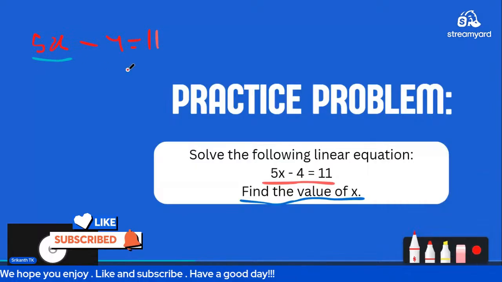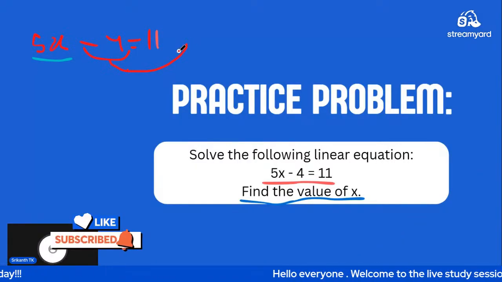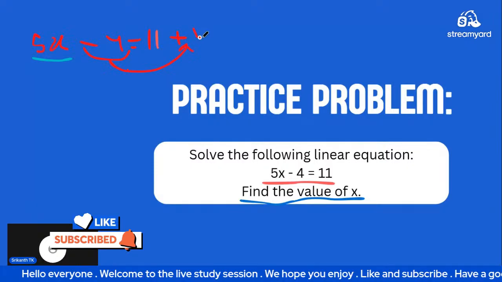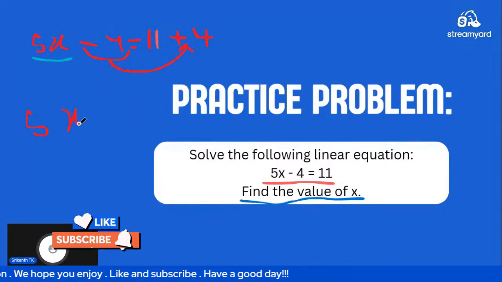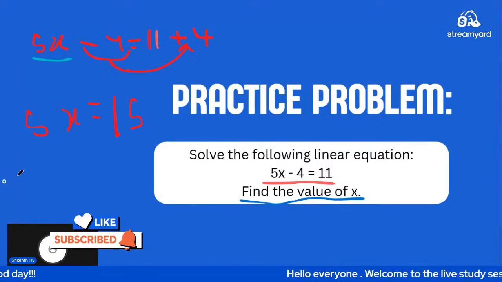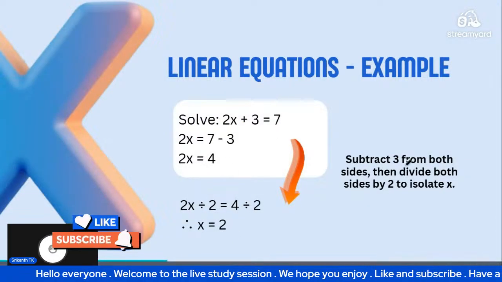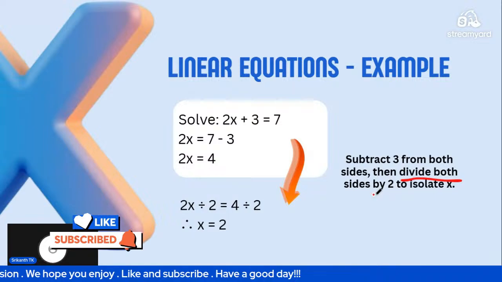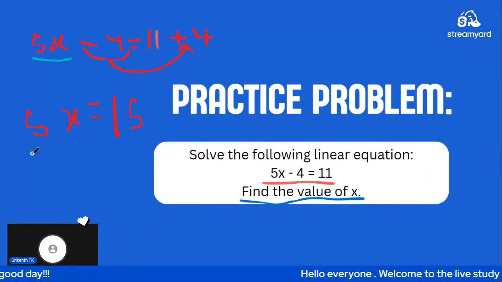Obviously, that's the variable, meaning we have to move this towards this side. So what will this become? It becomes plus 4. So it becomes 5x. What's 11 plus 4? It's 15. So like we saw here, we have to divide both sides to isolate x. So what do we need to do here?